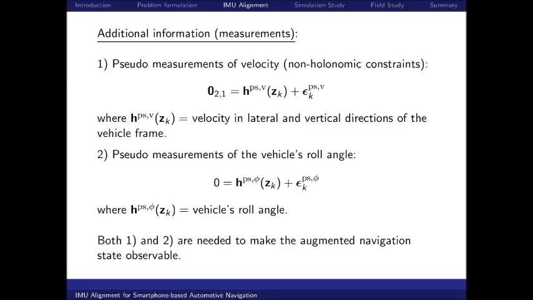Second, we will use the fact that the vehicle's roll angle tends to be close to zero. We incorporate this information in a similar way, that is, by introducing pseudo measurements of zero roll angle. It is important to note that these two measurements do not mean that we constrain the estimates of, for example, the velocity in the lateral and vertical directions of the vehicle frame to be zero. We merely use typical vehicle dynamics to extend the observability of the system.